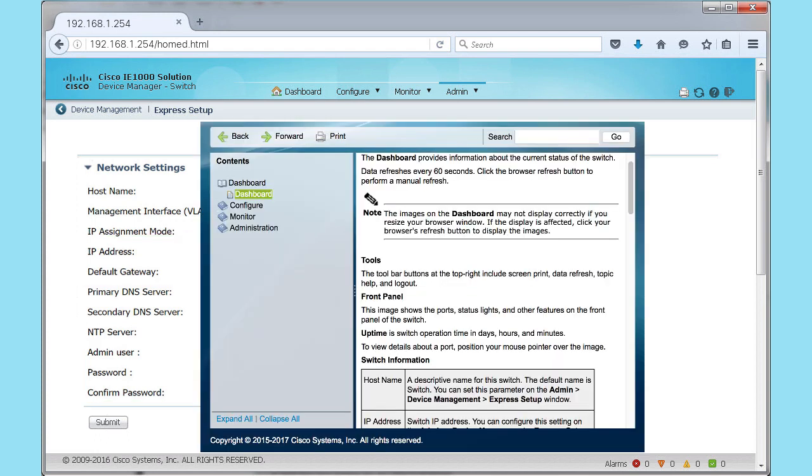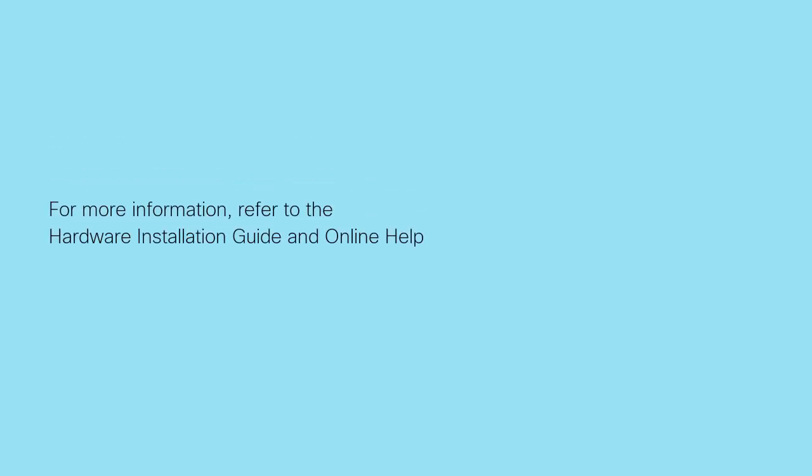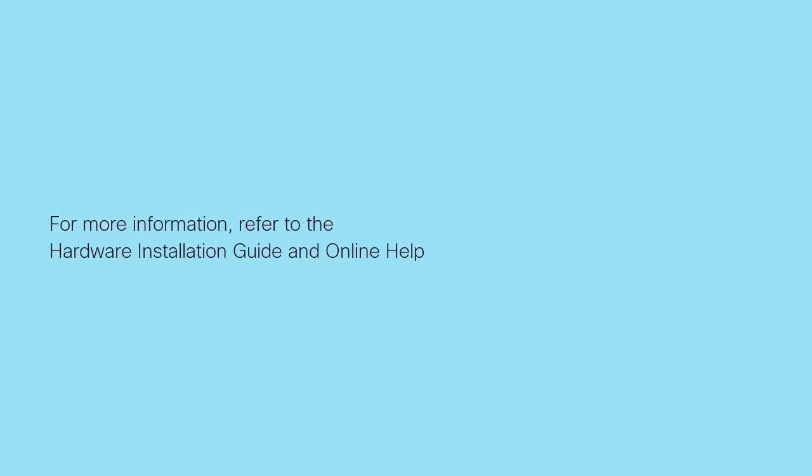Your IE1000 switch is now up and running and ready for final configuration or insertion into the working network. Refer to the hardware installation guide for detailed troubleshooting information if anything failed to load, as well as for safety, compliance, and HASLOC requirements. Also, refer to the online help in the browser window for further configuration options.